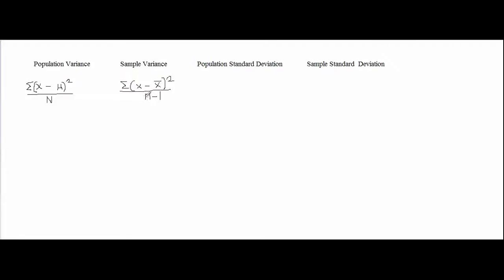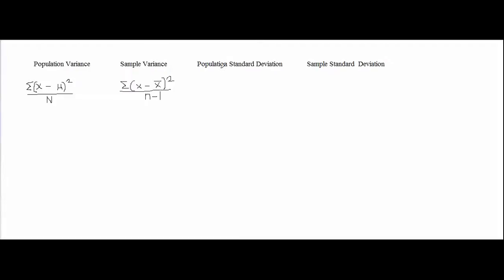Remember, the lowercase n is the number of people in the sample, and 1 less than that number is n minus 1. Now what about the formula for population standard deviation? I'm sorry, I should have said population variance, and actually I did write it out correctly. Sorry, I thought I made a mistake, but I didn't.